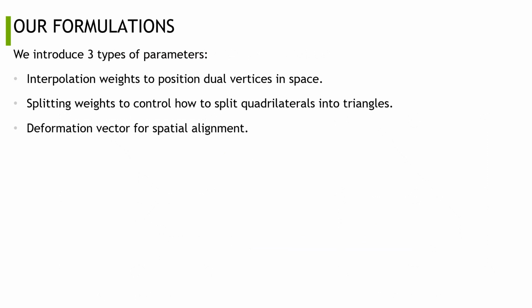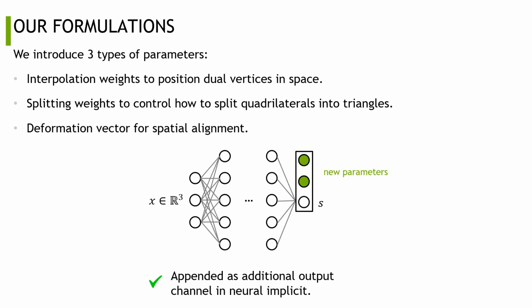To achieve this, we introduce three types of parameters, including interpolation weights to position dual vertices in space, and splitting weights to control how to split quadrilaterals into triangles. This is needed because the raw output from dual methods are quadrilaterals. We also borrowed the grid deformation idea from prior work to align the grid with thin features. Note that these parameters can be appended as additional output channels in the neural implicit, so we increase neither the number of queries needed nor the elements in the resulting mesh.